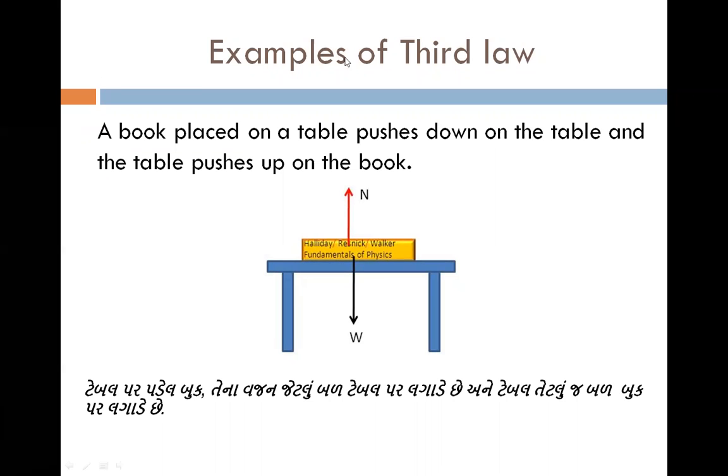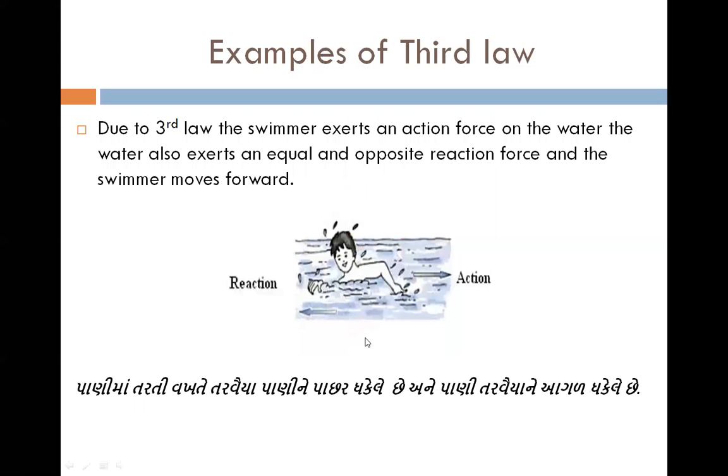You can understand this with very simple and easy examples. You can write other examples as well in your exam. In GQ, a frequently asked question is: give the third law of Newton and explain it with 2 or 3 examples. Simple example: a book placed on a table pushes down on the table and the table pushes up on the book. The book on the table exerts a force equal to its weight on the table, and the table exerts the same force on the book. That is nothing but action reaction.